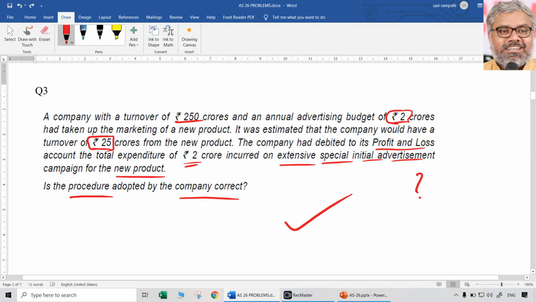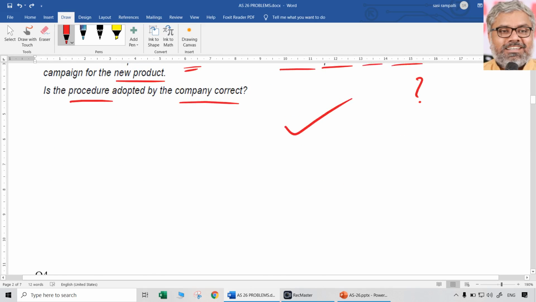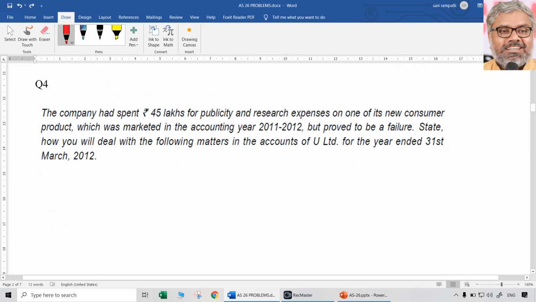You don't have to write about all these international things. That is only for understanding. You have to just refer to the accounting standard. And since the asset recognition criteria is not met, cost of the intangible cannot be measured reliably. Future economic benefits also cannot be exactly measured reliably and cannot be directly attributed to the advertisement expenditure so incurred. The company has to debit this expenditure to P&L account. That's what the company did, and hence the procedure adopted by the company is correct. That is the conclusion you have to write for question number 3.